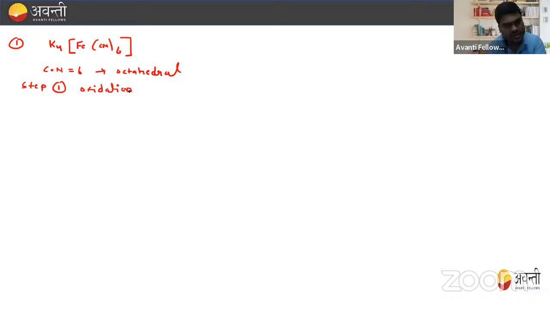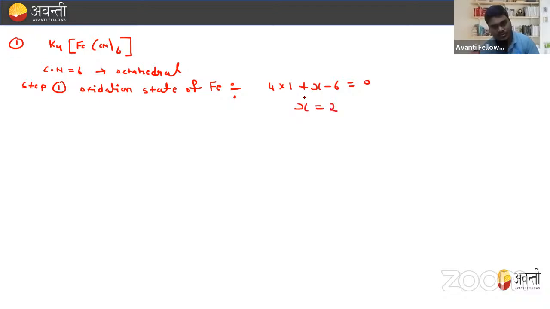So what is the oxidation state of Fe? How will you calculate it? We have 4 K, so 4 into 1 plus x minus 6 is equal to 0. So what does x come out to be? That is 2. The oxidation state of Fe is 2, so Fe is in the plus 2 state. We know the electronic configuration of Fe plus 2 is 3d6, because Fe has the configuration 3d6 4s2, so in the plus 2 state it has 3d6.